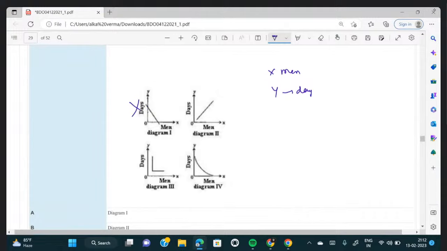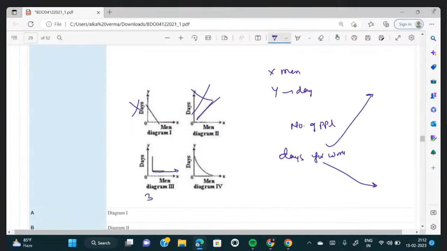And you know that if the number of people increases, the time or the days for work decreases, right? Obviously, if a single person is able to construct a table in 5 days, and 3 more people come and help him, it will be done maybe in 2 days or 2.5 days. So as the number of people increases, the number of days decreases. See, here the number of people is increasing and the number of days is also increasing, which is not at all possible. Option C, diagram number 3: the number of people is increasing, while the number of days is constant.